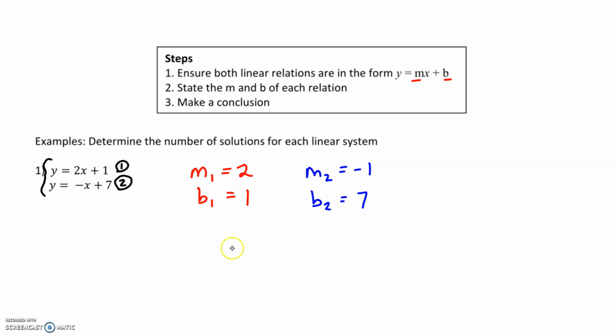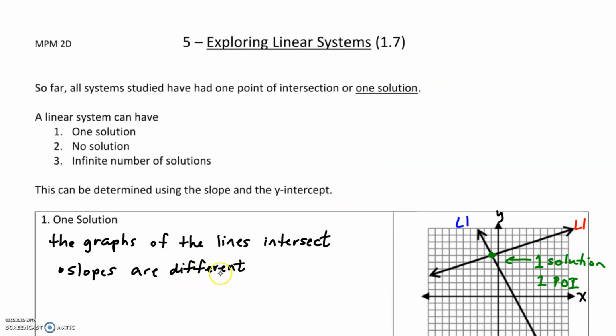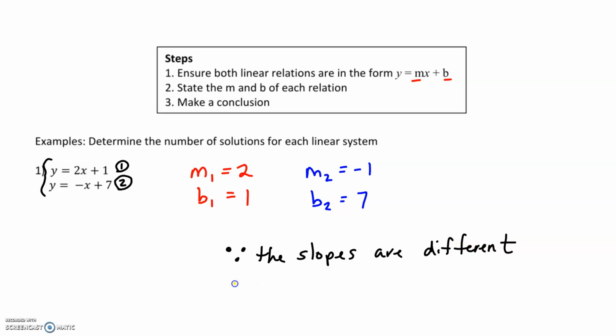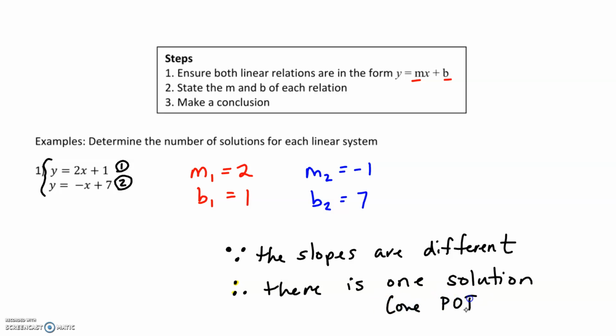All right, so we can see here that since the slopes are different, and if you need a reminder, turn the page. I'll go back on mine. Since the slopes are different, we know then that is one solution, right? Different slopes, one solution. Okay, so we'll say, since the slopes are different, therefore, there is one solution. And remember what one solution means? Okay, that means one point of intersection.